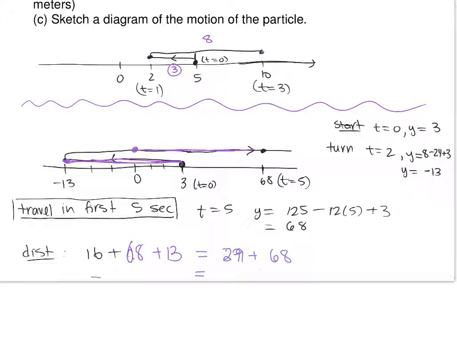Oh, I know, right? Just fail me now. 97 is correct. And I think this was measured in meters, right? We can fail you? Sure, why not?